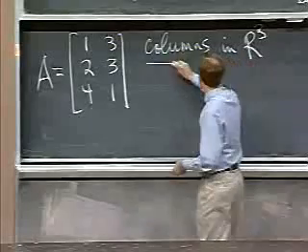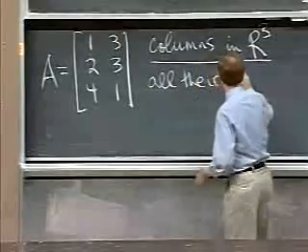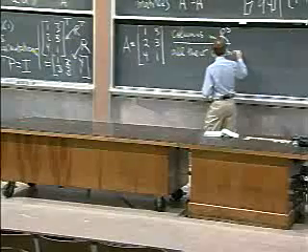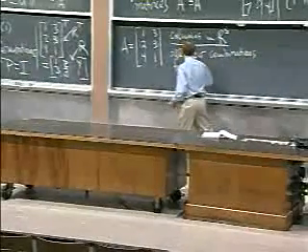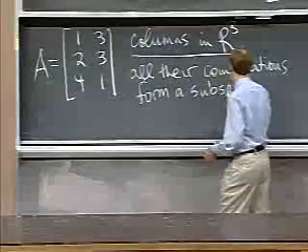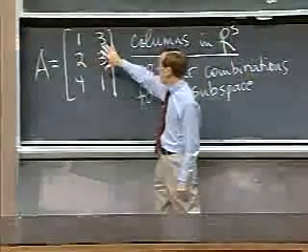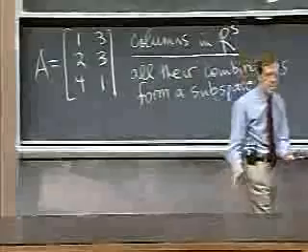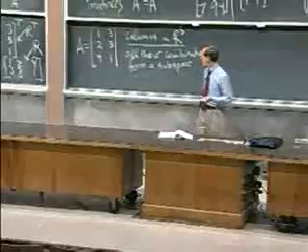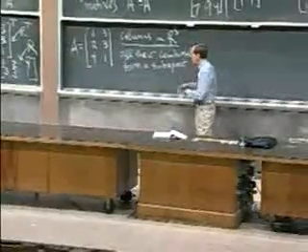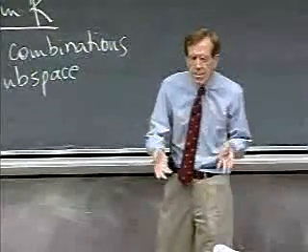So these are columns in R3, and all their linear combinations form a subspace. What do I mean by linear combinations? I mean multiply that by something, and add. The two operations of linear algebra. Multiplying by numbers and adding vectors. And if I include all the results, then I'm guaranteed to have a subspace. I've done the job.